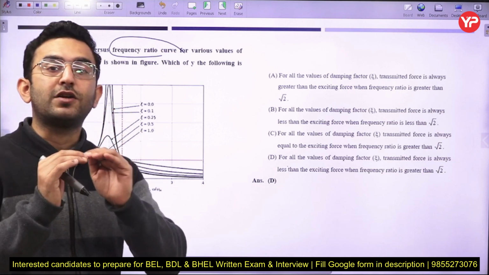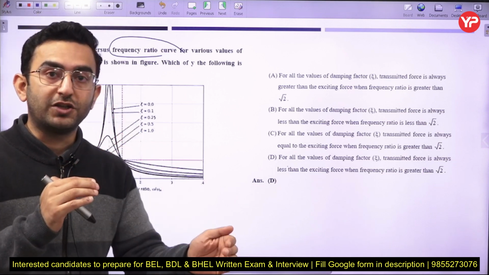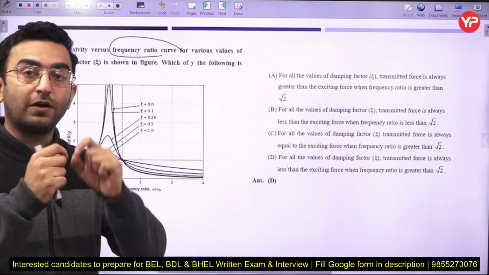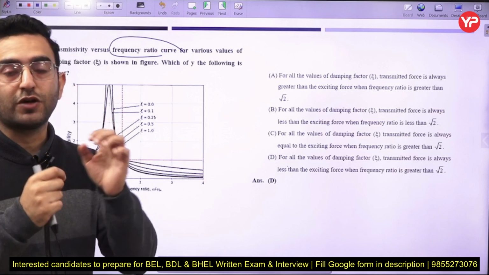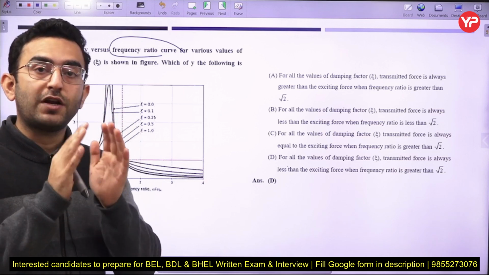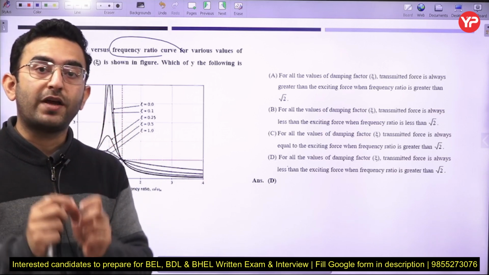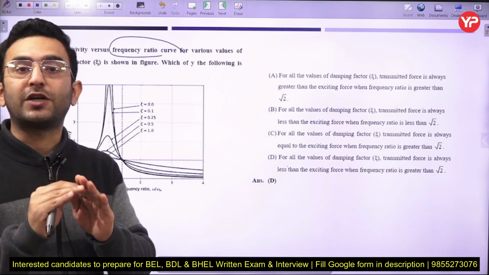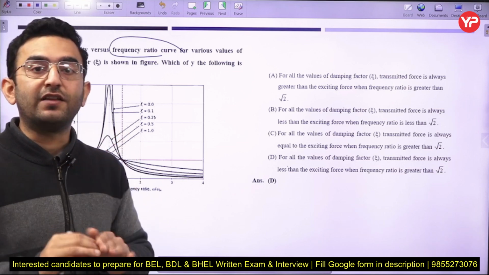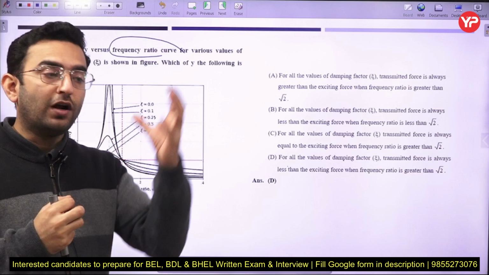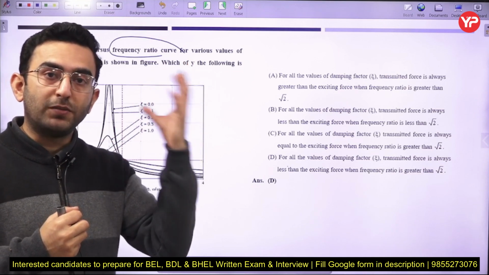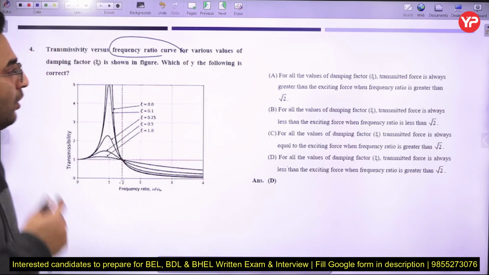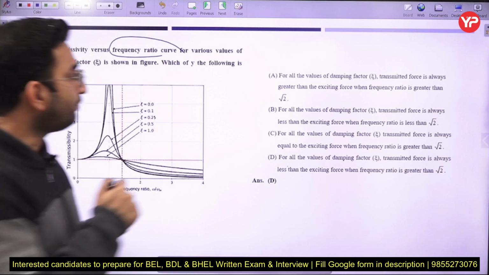Transmissibility is defined as the ratio of the force transmitted to the foundation to the force being produced by the machine. Whenever you are installing a machine over a structure, you have to ensure that there is some vibration isolating material present between the machine and the foundation, so that we can reduce the transmission of forces from the machine to the foundation. So now, what is this graph representing here?